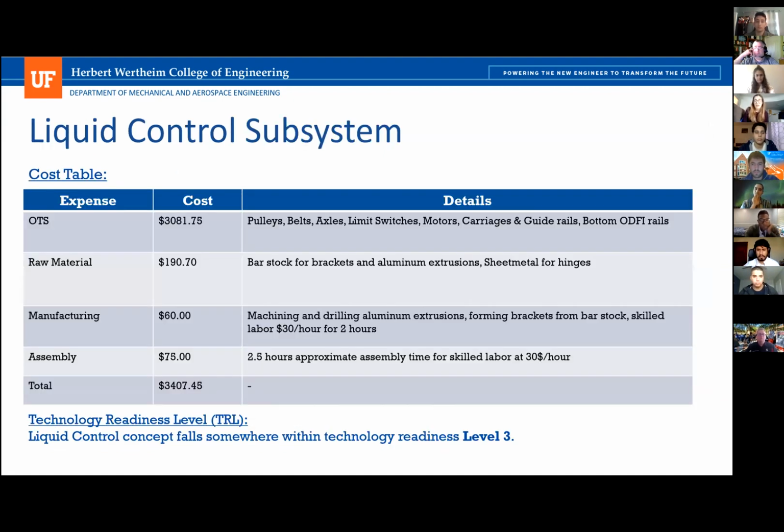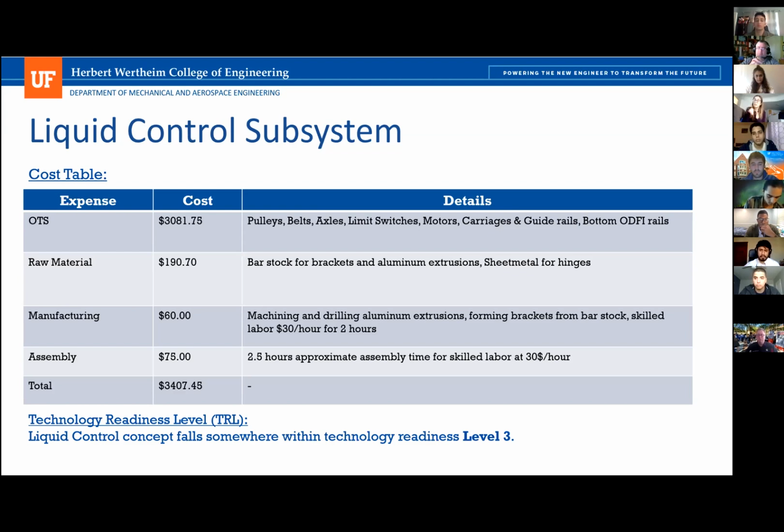So then on the next slide, you can see the costs. A big portion of the costs do come from those bottom ODFI rails, but like I said, we didn't really want to switch it to pulleys because we're worried about the heat. The total cost of the subsystem includes pulleys, belts, and axles. There are limit switches throughout the entire thing on all of the XYZ motion.